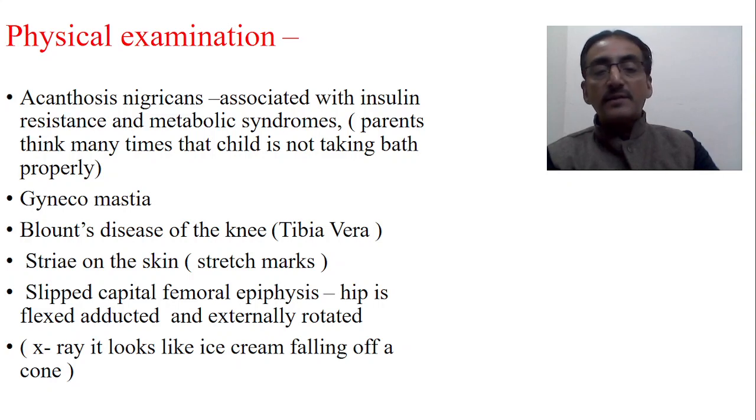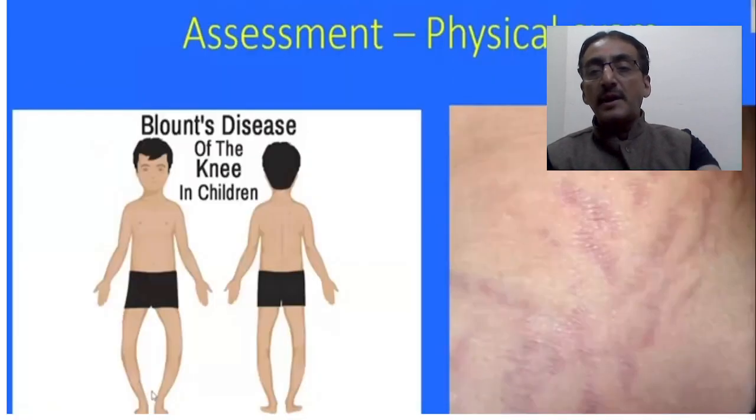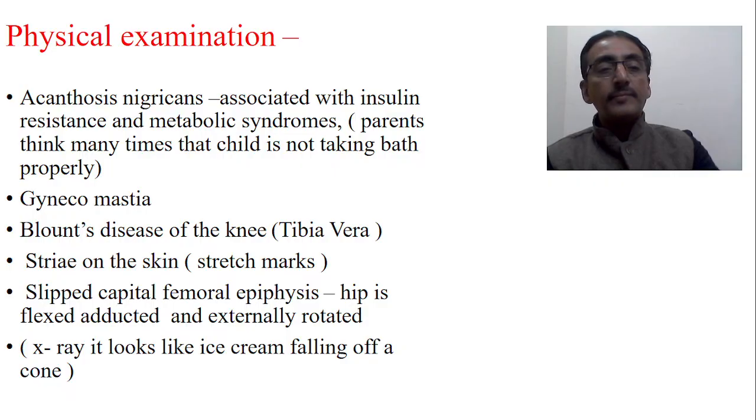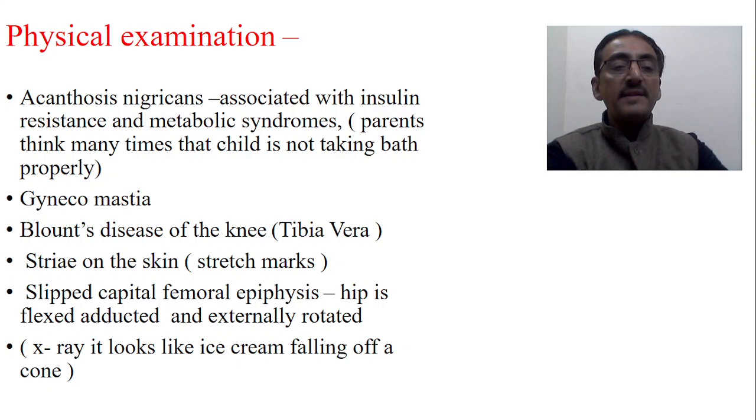Then striae of the skin, you can see so many stretch marks, as you see in the second picture here. The stretch marks can be seen. Okay, this is called striae, and this is also indicative of obesity. Then slipped capital femoral epiphysis. The hip is flexed, adducted, and externally rotated. That means the femoral epiphysis is slipped from the acetabular cavity, and this is again quite common in obese children.